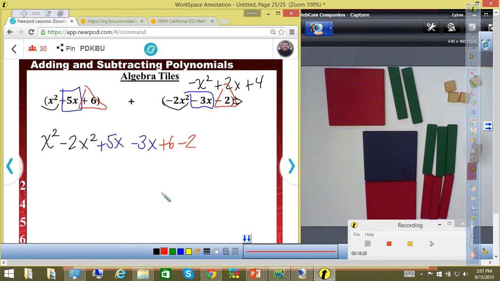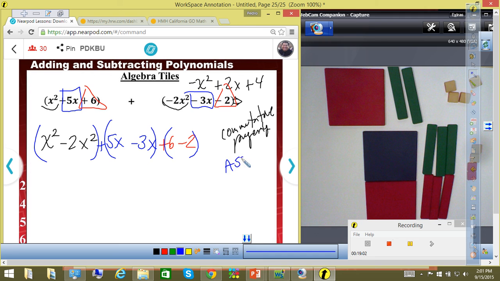So let me ask you a question. When we have numbers and variables like this and we move them around to rearrange them, what property is that called? Everyone? Commutative. That is the commutative property. However, what is the next step? We do this to simplify it. So what is that called when we group them? Everyone? Associative property, and both of them for addition.